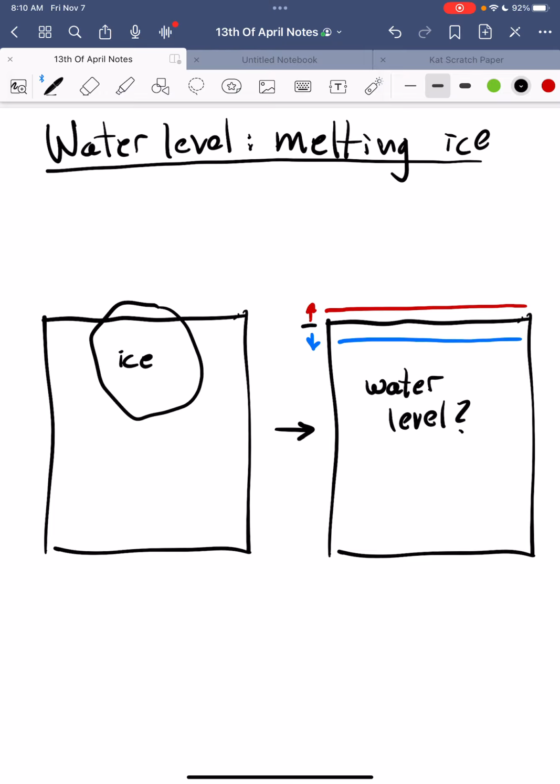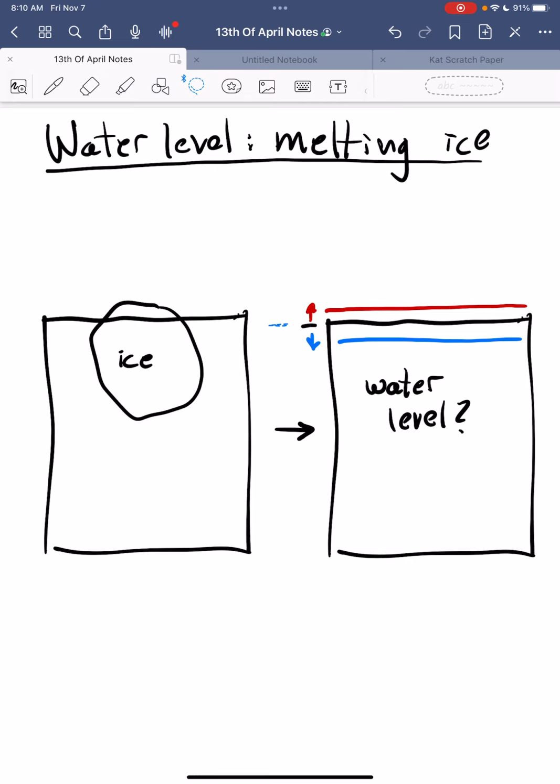So here's the problem. You've got a glass of water with some ice that's floating in it, right here, and it's filled all the way up to the rim. So the water is right at the top. Now the question is, what happens when the ice melts? Once it goes into melting, does the water level go up? Does it go down? Or does it stay the same? What's going to happen? How can we figure this out?